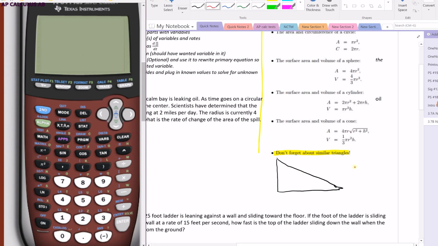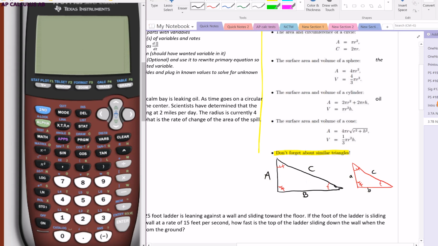So an example would be these two. They would be similar because this angle is congruent to that angle, this angle is congruent to this angle, and then this angle, it doesn't have to be 90, is congruent to this angle right here, right? So if they're similar and they have side lengths, let's call this A, B, C, and let's call this one little a, little b, little c.